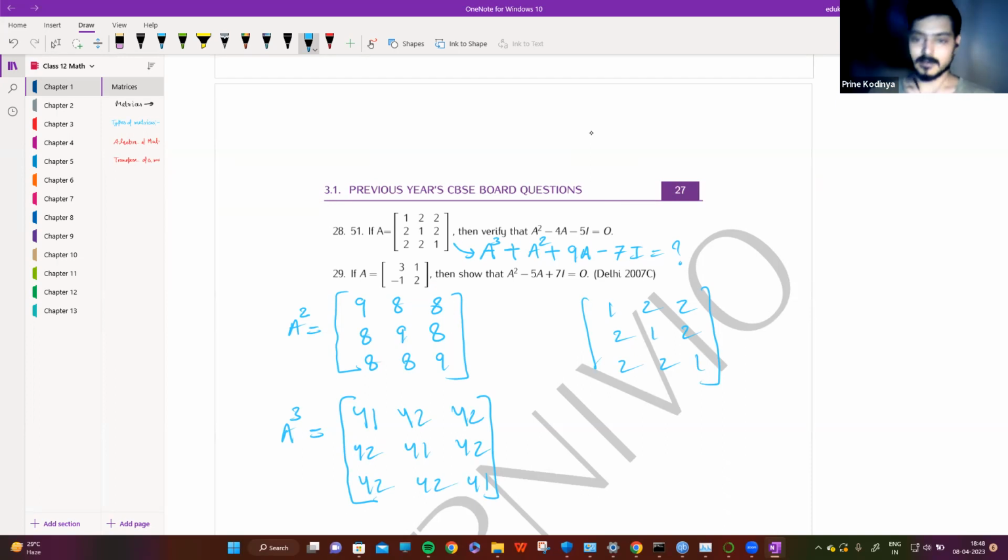So the diagonal elements all are the same and all the other elements are the same. Then A square, A cube will be something like this, on similar lines. So you have to observe these patterns. Right now, we don't have anything to do with pattern, but as we progress towards the ending of the chapter, we will see a lot of patterns. So questions like these can be asked where you have to identify patterns, and based on those patterns, you have to find the higher powers.